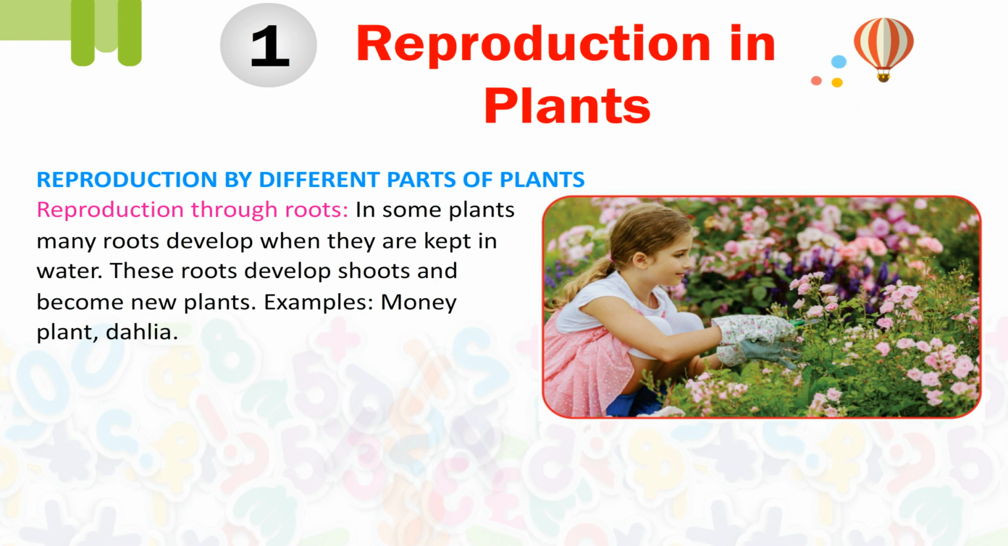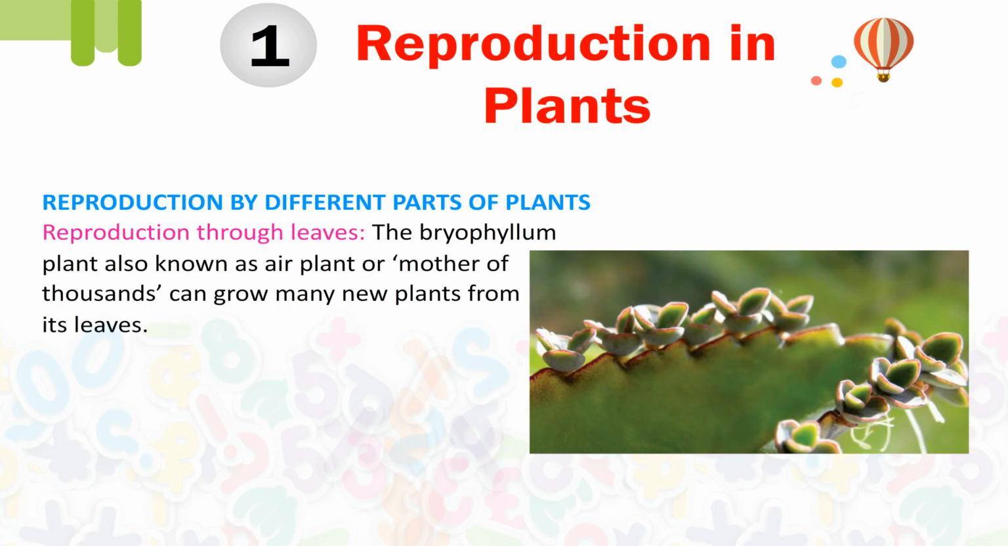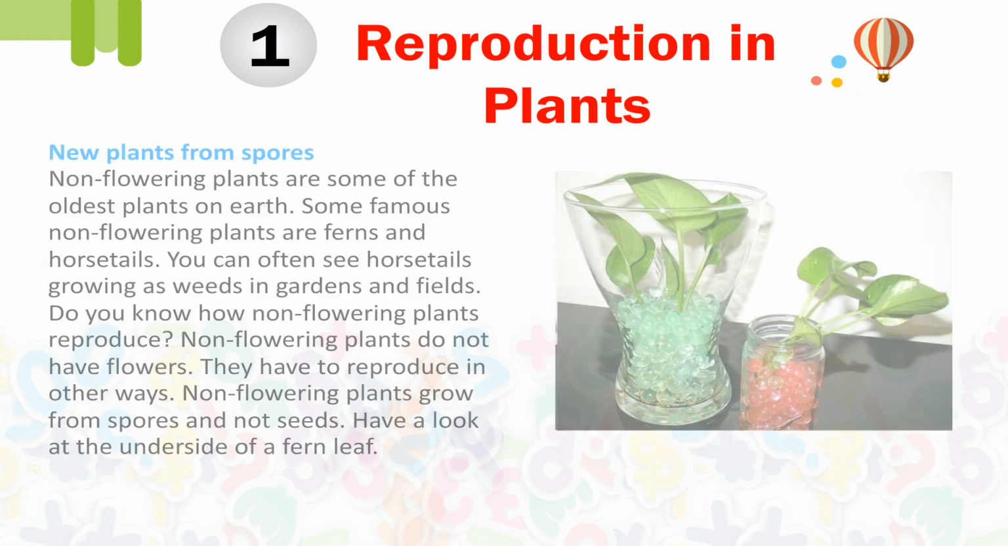Reproduction through roots. In some plants, many roots develop when they are kept in water. These roots develop shoots and become new plants. Examples: money plant, dahlia. Reproduction through leaves. The bryophyllum plant, also known as air plant or mother of thousands, can grow many new plants from its leaves.